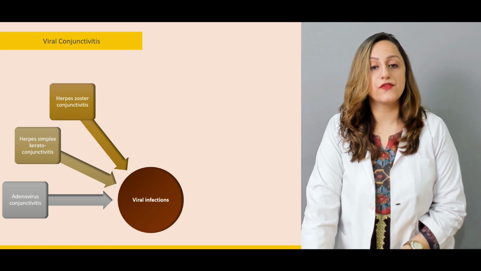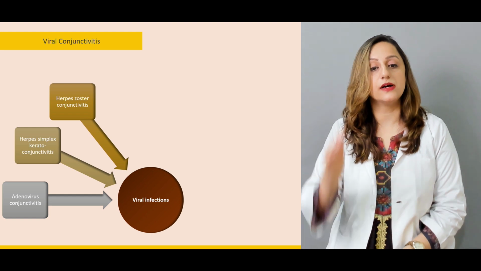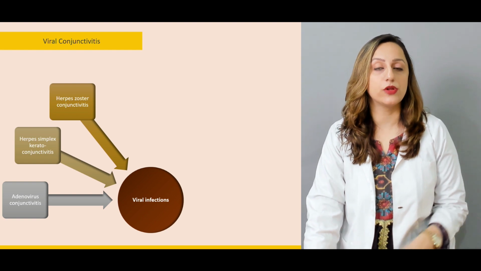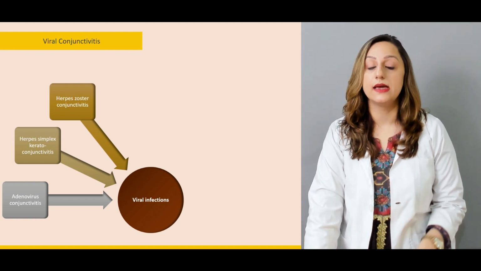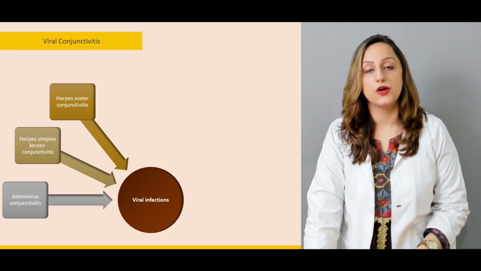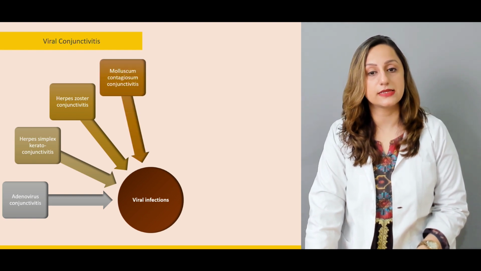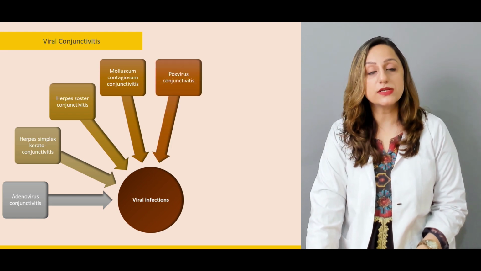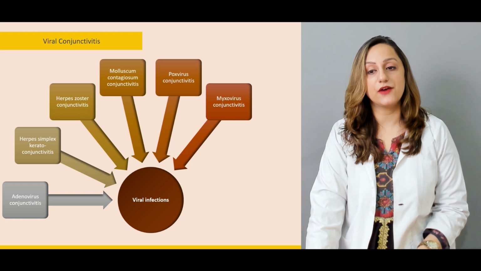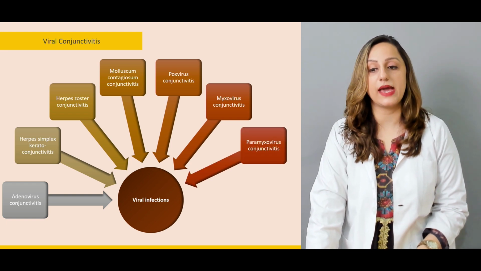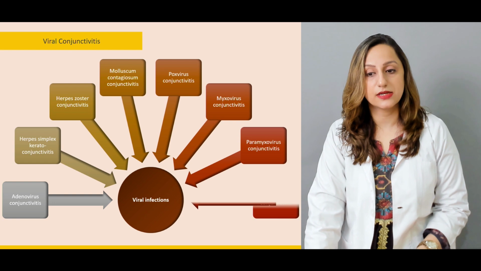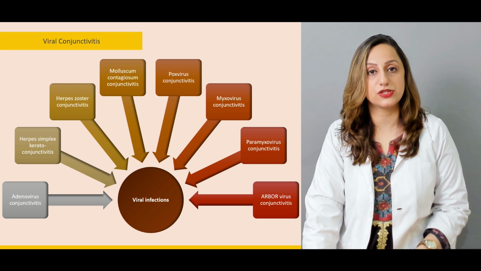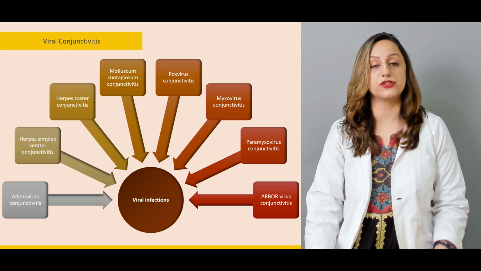Then obviously we have the other viruses. For example, we have the herpes zoster conjunctivitis cases, which can be the underlying cause for viral conjunctivitis. Then we have the molluscum contagiosum conjunctivitis, the poxvirus conjunctivitis, the mixed virus conjunctivitis cases, the paramyxovirus conjunctivitis, and on the other hand, the arbovirus conjunctivitis.